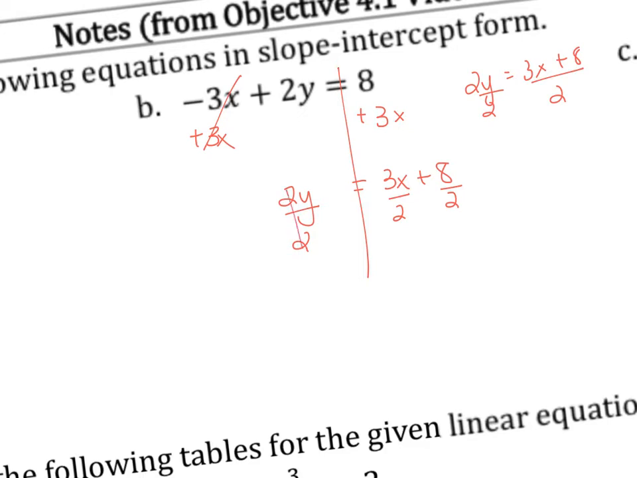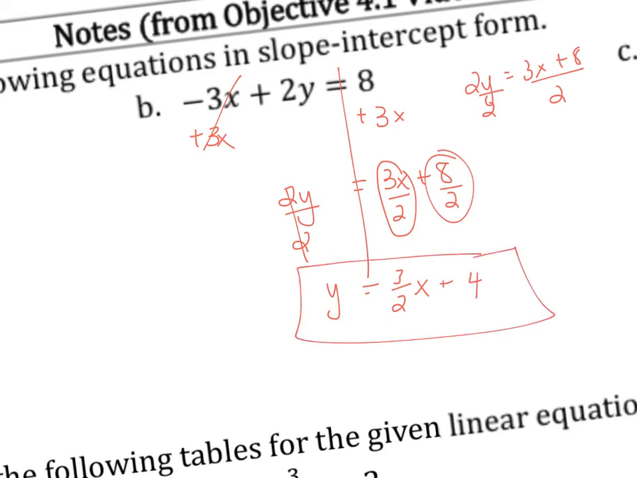The 2 cancels here, and the last thing that we have to do, because now y is by itself, we still have to simplify these fractions. So we look at 3 over 2, which cannot be simplified, so we leave it as 3 over 2x. And 8 over 2 can be simplified. 8 divided by 2 is 4. Now y is by itself, and this is in slope-intercept form.